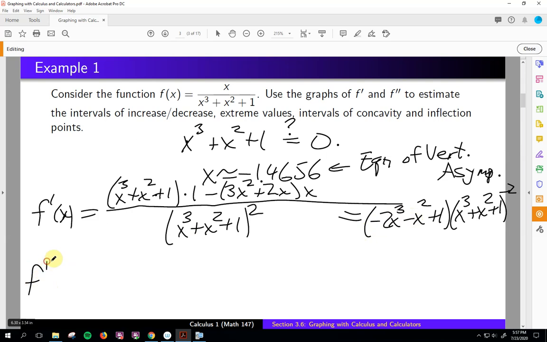Okay, so the second derivative. Now we can just use the product rule taking the second derivative, and here's what we'll get. It's very simple. We're going to differentiate this first term here, which gives us minus 6x squared minus 2x. And then we're going to leave this term here alone.